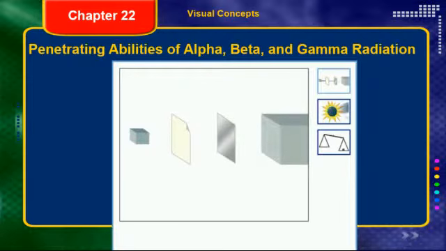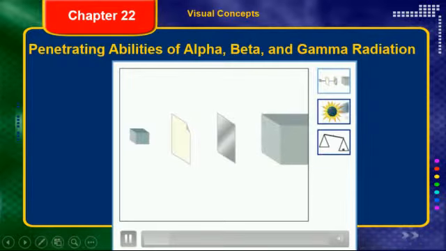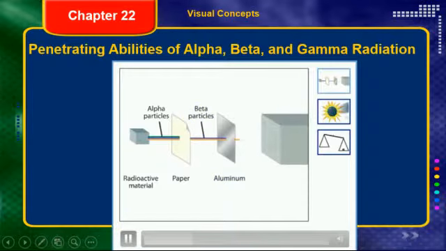Alpha, beta, and gamma decay can be compared on several levels. First, the penetrating power of the particle emitted by the decay differs for each type. Alpha particles are stopped by paper. Beta particles penetrate paper, but are stopped by aluminum foil. Gamma rays penetrate aluminum foil and are stopped by lead or thick concrete.